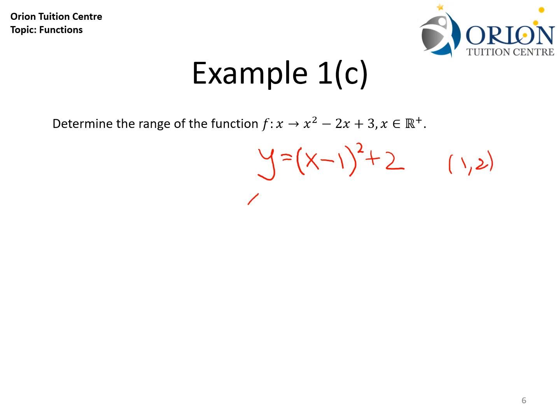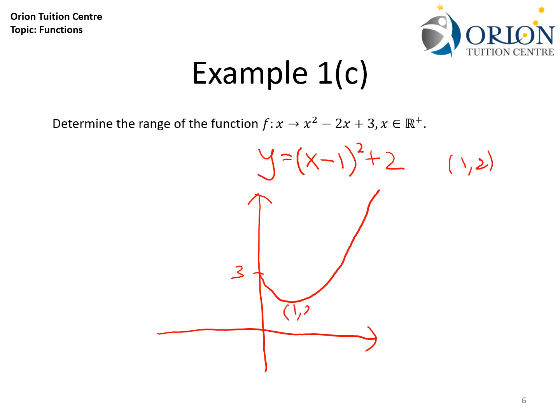And let's draw the graph out. Starting from x equals to 0, because we are looking at all real positive numbers. When x is 0, we have y equals to 3. So it's somewhere over here. Okay, and we are going to have a quadratic graph that goes this way and up. And this minimum point over here is (1, 2).